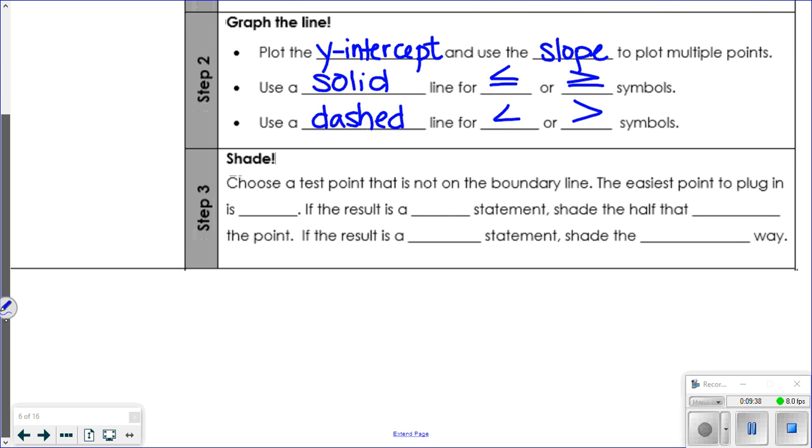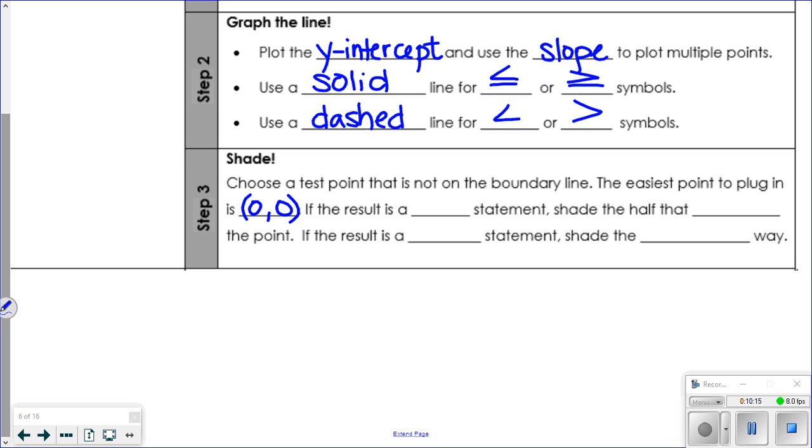Then step 3, we need to shade. Okay, we need to shade either below our line, above our line, to the left, or to the right of our line. So what we need to do is choose a test point that's not on our boundary line. And the easiest point to plug in, if we look back above, was 0, 0, because anything times 0 is 0. They kind of cancel out. So I always choose 0, 0 if it's not on my boundary line.